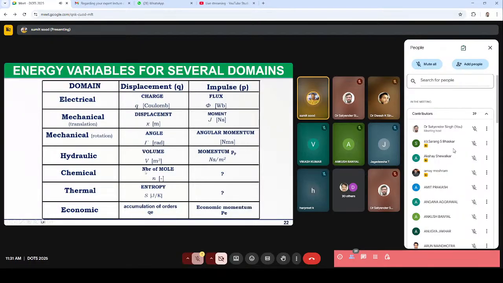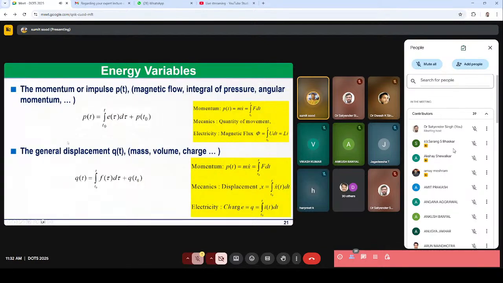So just to show you what the different energy variables are for different domains. You can see here, no need to remember these for the moment. But for the chemical and thermal domains, there is no impulse variable, no energy variable for impulse. Why is this so?